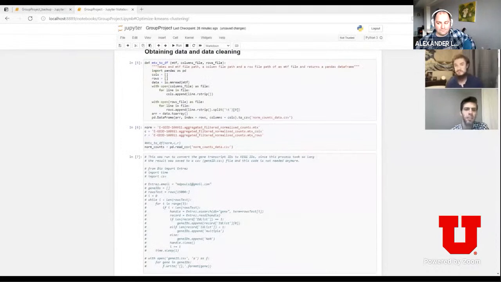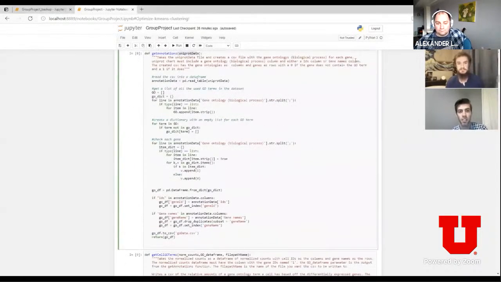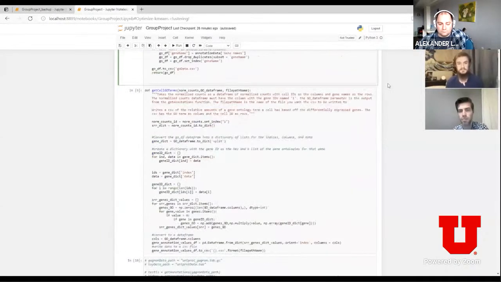In order to find out what the function of those genes are, we used gene ontologies, which we got from the UniProt website, and mapped those to the different genes in the cells to be able to tell which cells are responsible for which functions.